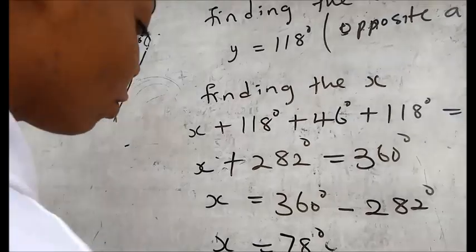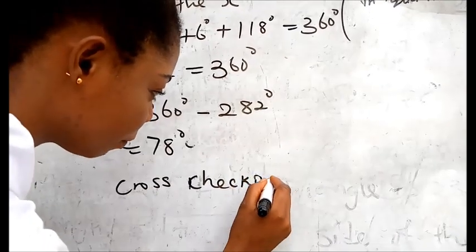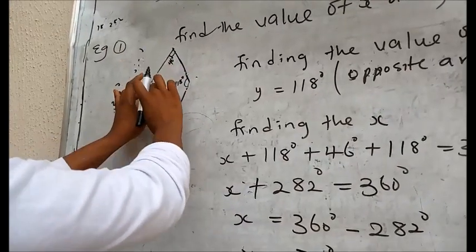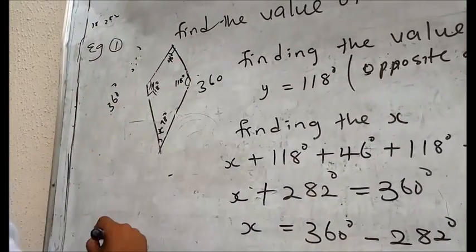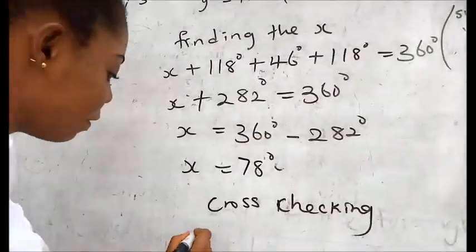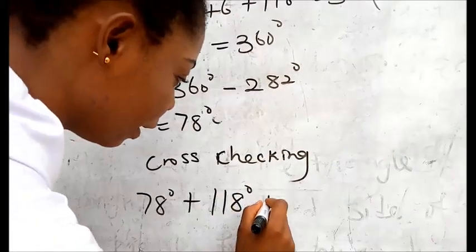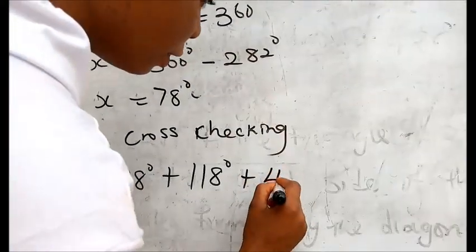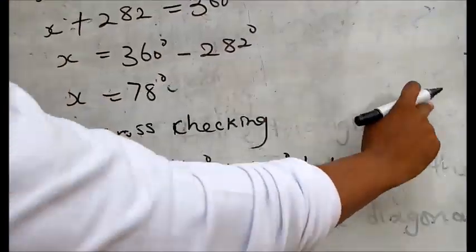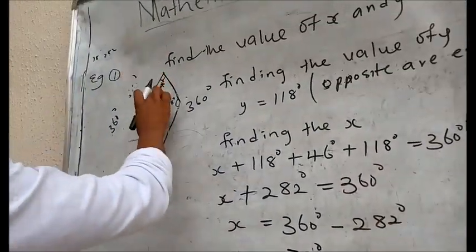To check if my answer is correct, knowing fully well that the sum of angles inside a quadrilateral is 360 degrees, let me check. Since I've gotten all the angles, my angles here will be 78 degrees plus 118 degrees plus 46 degrees plus 118 degrees. If I add these four numbers, it gives me 360 degrees, which is the sum of angles in a quadrilateral.